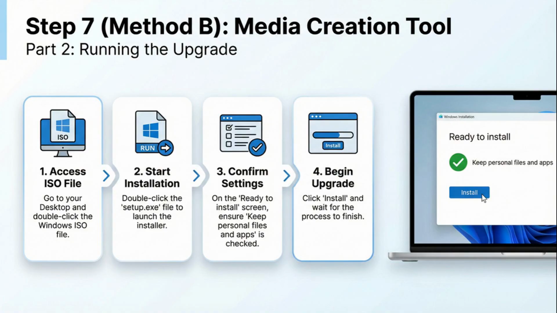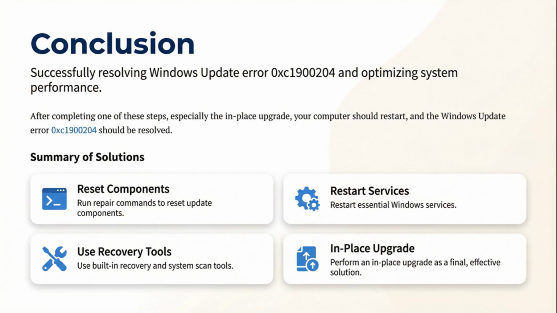Access the ISO file, start the installation, confirm settings, and begin the upgrade process. This method ensures your personal files and apps are preserved during the update. By following these steps, you can successfully resolve the Windows Update error 0xc1900204 and optimize system performance. Restart your computer after the in-place upgrade to ensure the error is resolved.